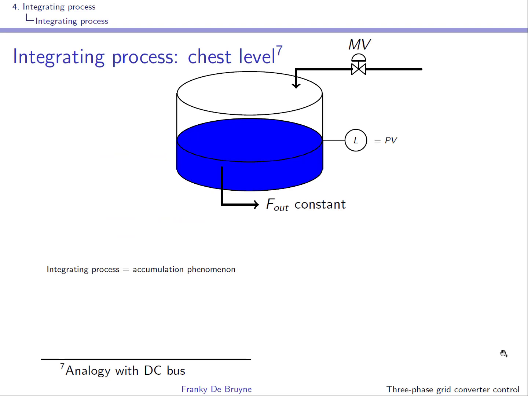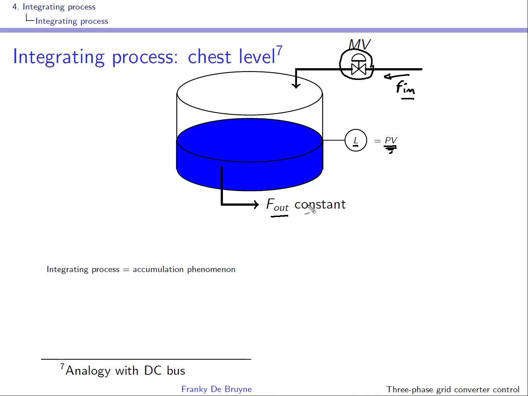So an integrating process is an accumulation process. What you see here is a water tank where you have an actuator, which is a valve, and using this valve you can adapt the input flow. There is also an output flow, and the variable that is going to be controlled here is the level. This is going to be my process value. My level is constructed from the difference f in minus f out that is being integrated.